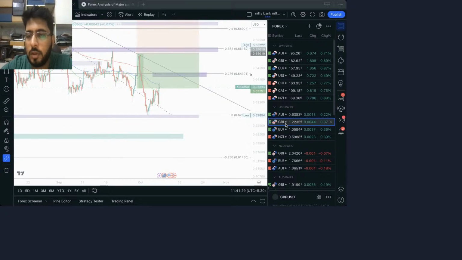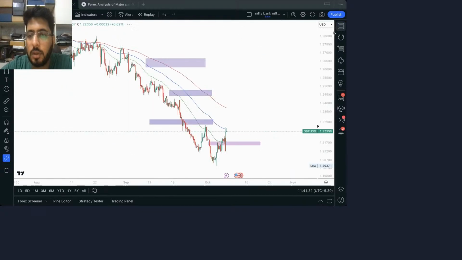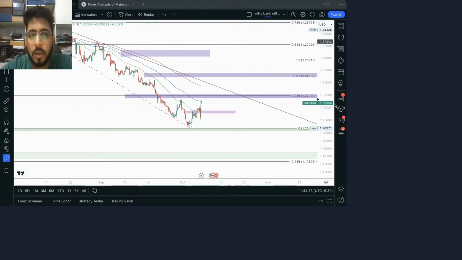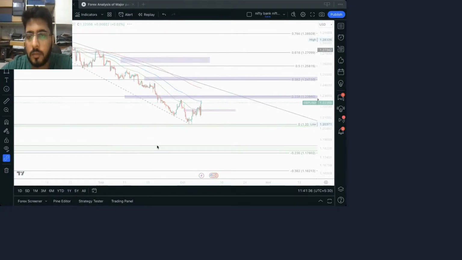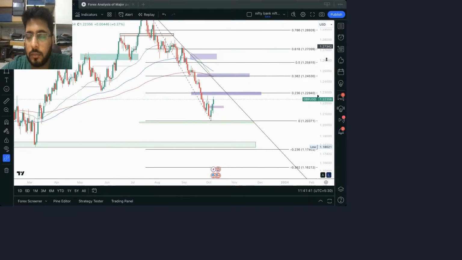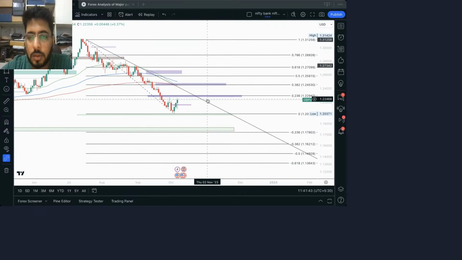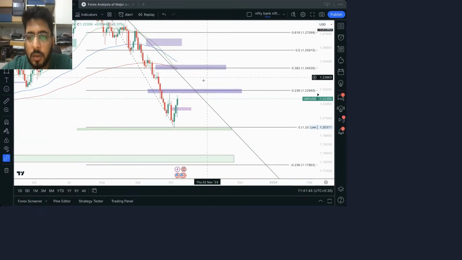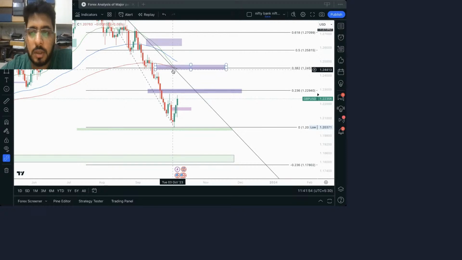Let's see GBPUSD on a daily time frame. Okay, so again in GBPUSD we have intersection of EMAs over there, 50 and 200, and it's a 38 fib level. So again, how far it is, let's see. From this point to this point, it's 220 pips.